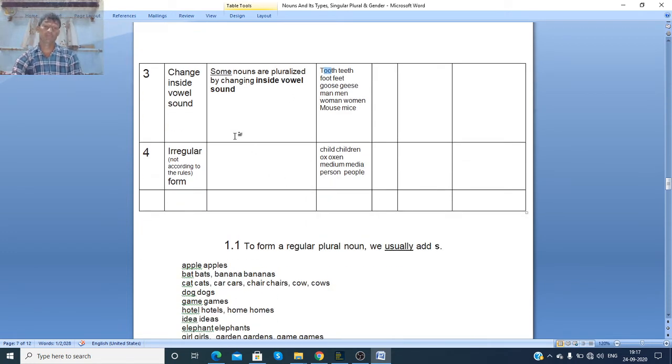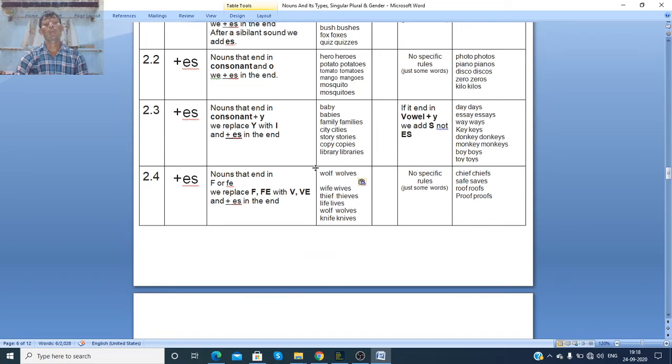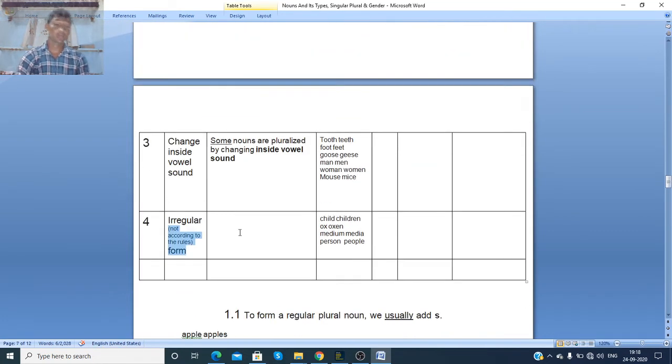There are three ways to make a noun plural from singular. Number four is just an irregular form. Irregular means not according to rules: not according to rule one, two, or three. Some words have irregular plural forms.